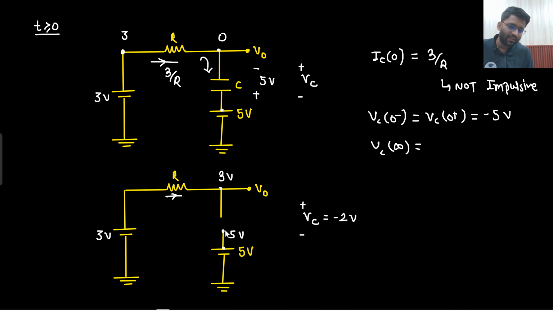Are you able to understand this point? 5 volt here and 3 volt here. But Vc value is taken from up to down, that means 3 volt to 5 volt. So how much drop is there? Minus 2 volt. So Vc infinity will become minus 2 volt. And let's talk about V naught.